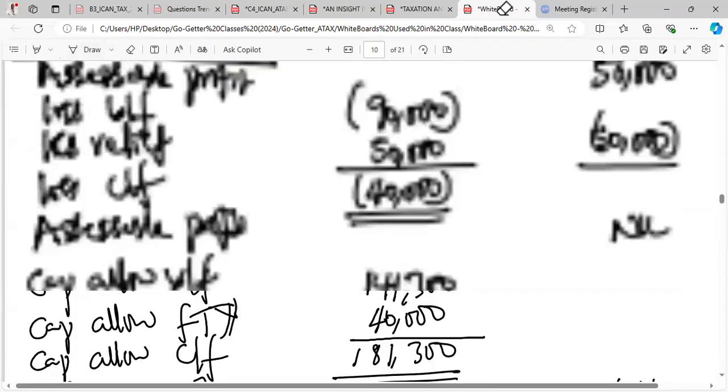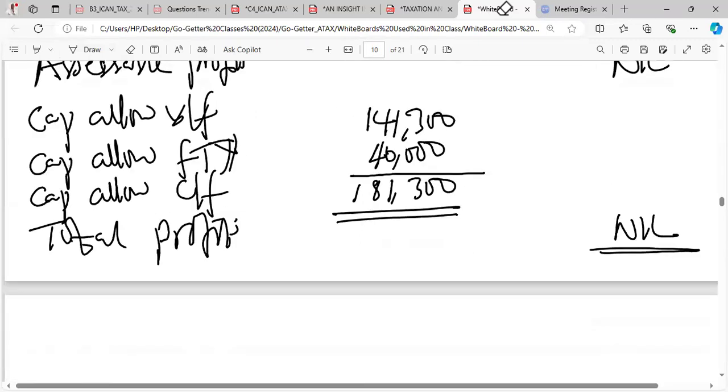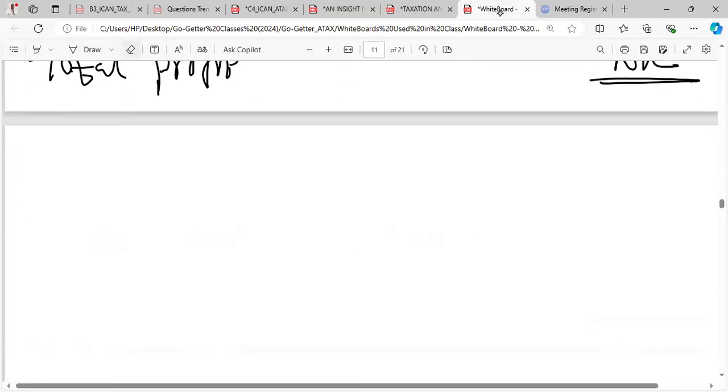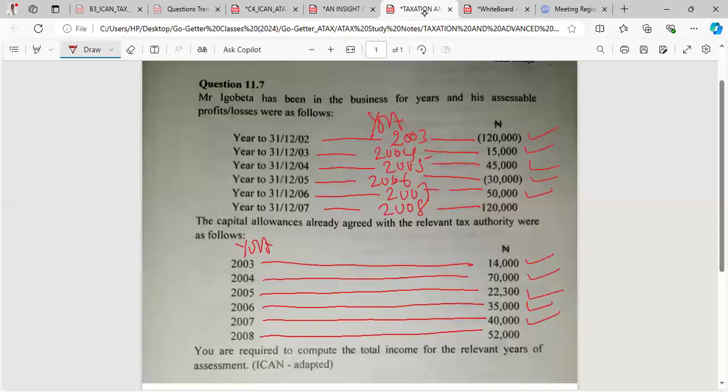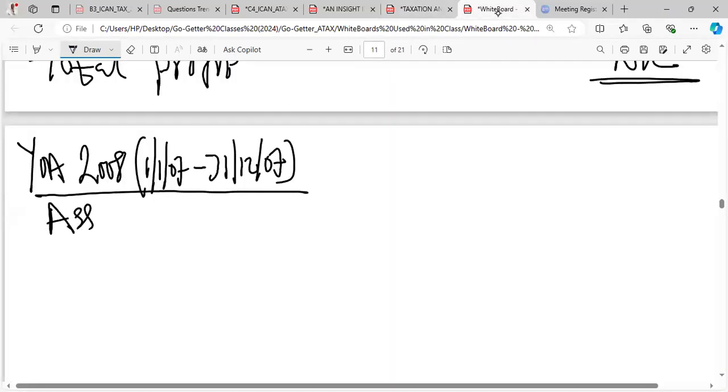And we'll go to the last year, which is 2008. Year of assessment 2008. So it's going to be January 1, 2007 to 31st December 2007. Did we have a profit? Yes, 120,000. Assessable profit, 120,000.